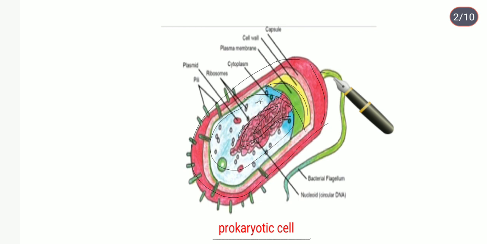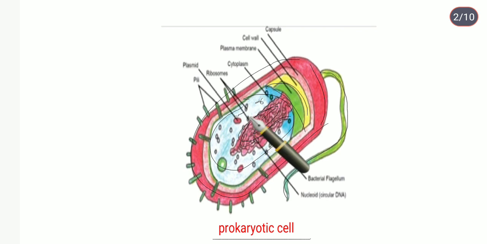And you can see that the green structure is called the bacterial flagellum. The bacterial flagellum helps the cell with locomotion, and it also acts as a sensory organ, which means it senses any chemical compound present outside of the prokaryotic cell. It can sense it.